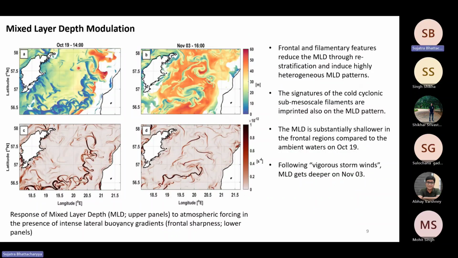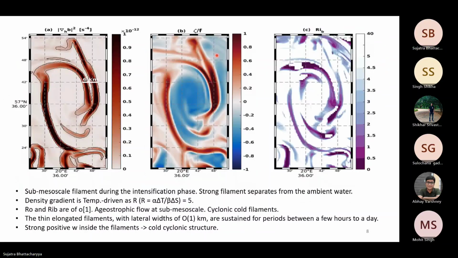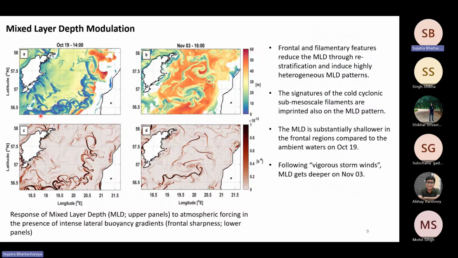They also check the mixed layer depth modulation during the period of the cyclone. So this is just one day after the first event, and this is 2 or 3 days after the third event. Here you can see this pattern: the shallow mixed layer mimics the same front. And here also, frontal sharpness also mimics the same pattern.